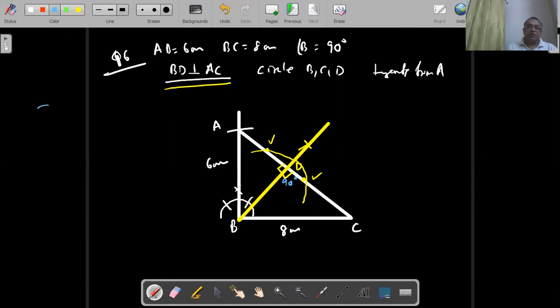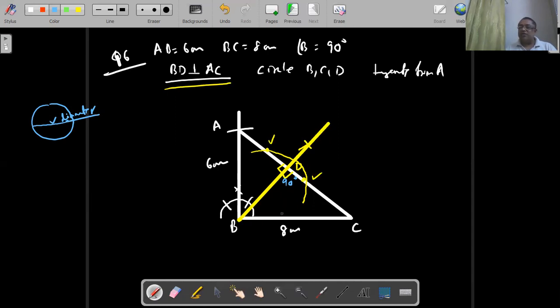Because what is a semicircle? Semicircle is half circle. And half circle is only possible if this is the diameter. Only a diameter divides a circle into two parts. So that is a semicircle. So if this has to be a circle, then this has to be the diameter.